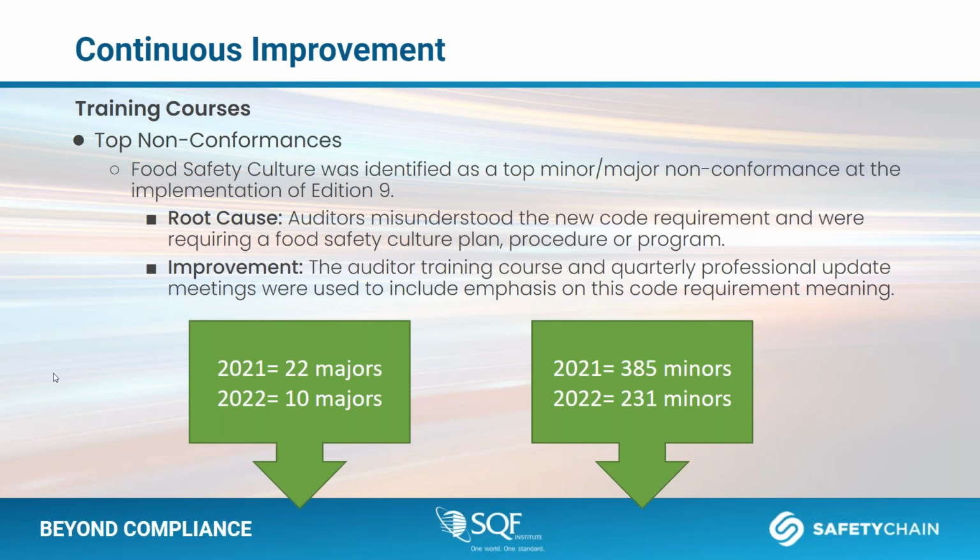So for about the first 7 months of 2022, after we had made those changes, we saw a significant reduction in majors to food safety culture as well as minors. And the quality of those non-conformances were real. I mean, they indicated that there was a problem with food safety culture. They were very meaningful non-conformances and not something like you need to write a procedure. Okay, so that's how we utilize data to update our training.